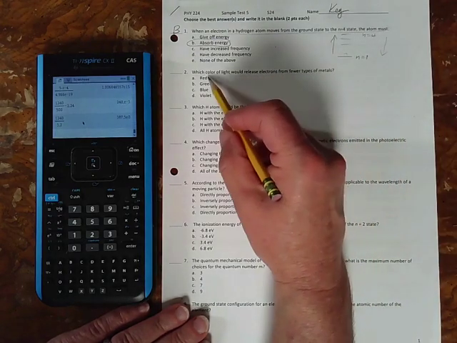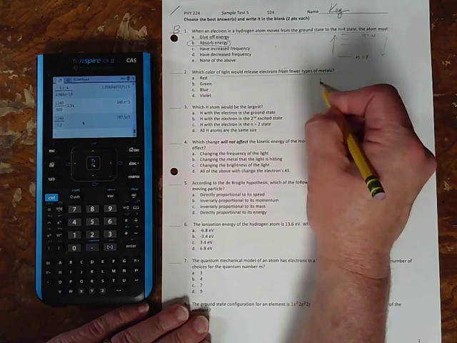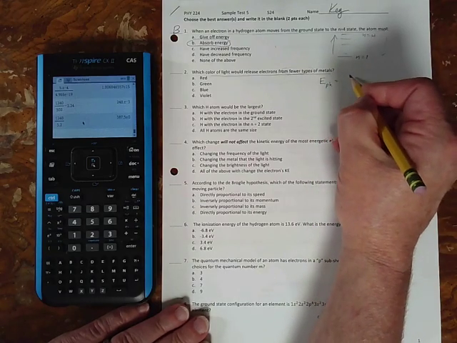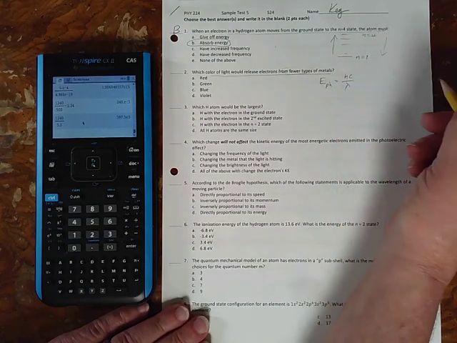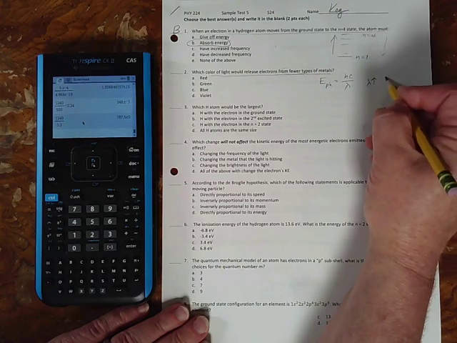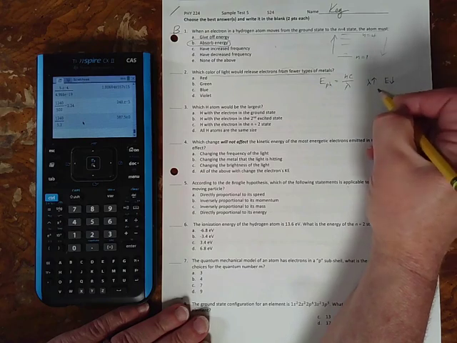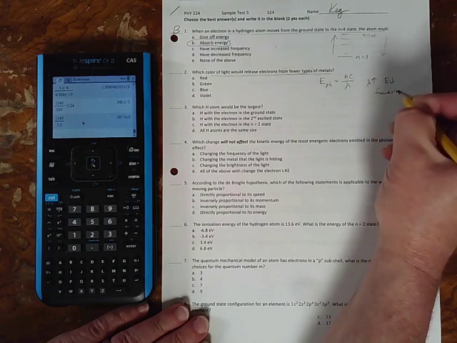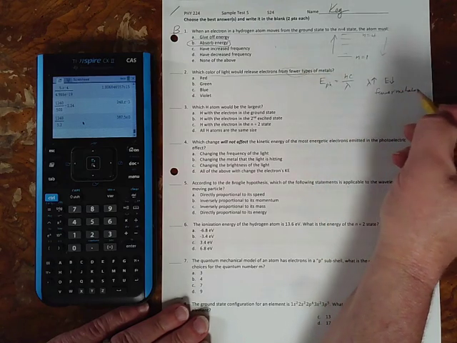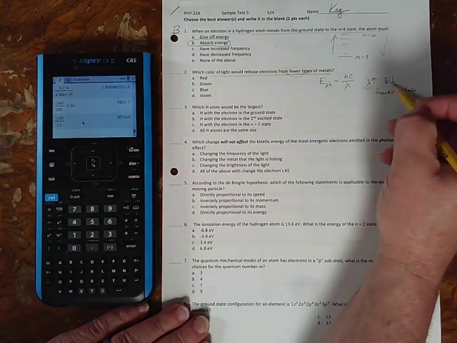All right, what color of light would release electrons from fewer types of metals? So the photon energy is hc over lambda, and if lambda is bigger, then the energy goes down, right? So then it means fewer metals. So for fewer types of metals, we want the one with the highest wavelength. Yes, highest wavelength, lower energy, fewer metals.